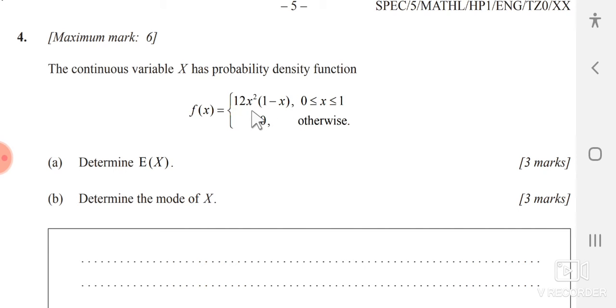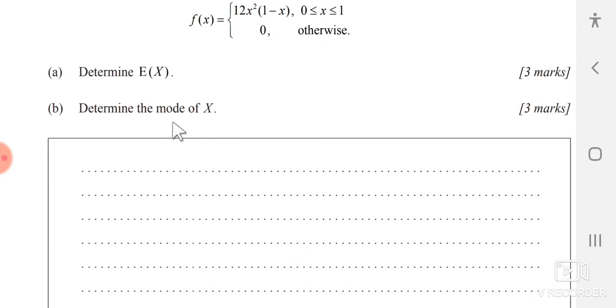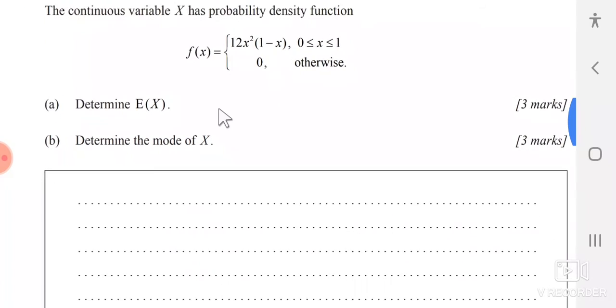Integrating this, you will have 12x cubed over 3 minus 12x to the fourth over 4, and apply the limits of 1 and 0, and this would give you the expectation. Okay, now he's saying determine the mode of x. Mode of anything means the maximum value of the frequency of any data, right? Or the mode of any probability means the data which has the highest value, right? So the simple rule is you just need to calculate the maximum value.